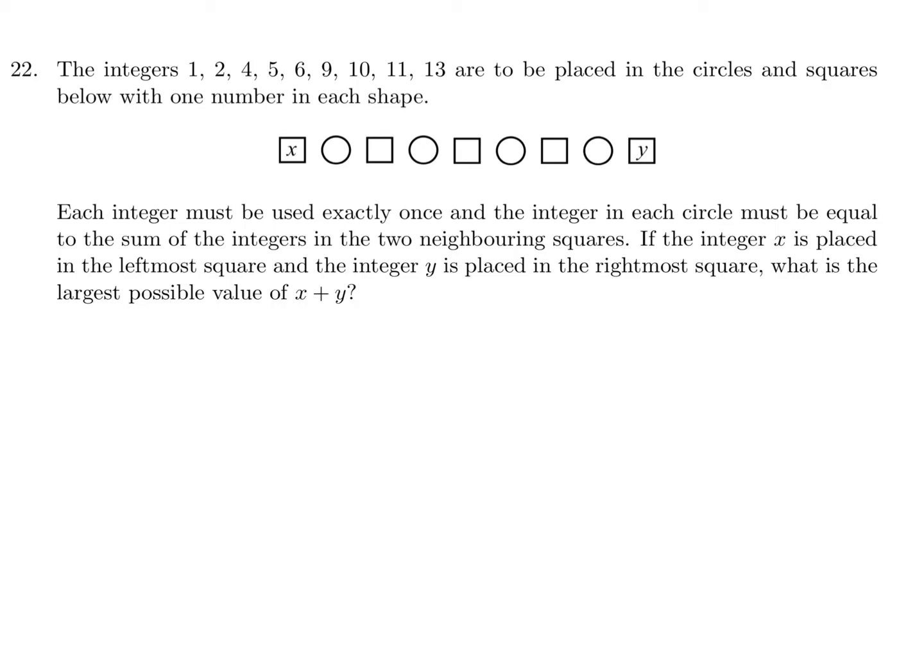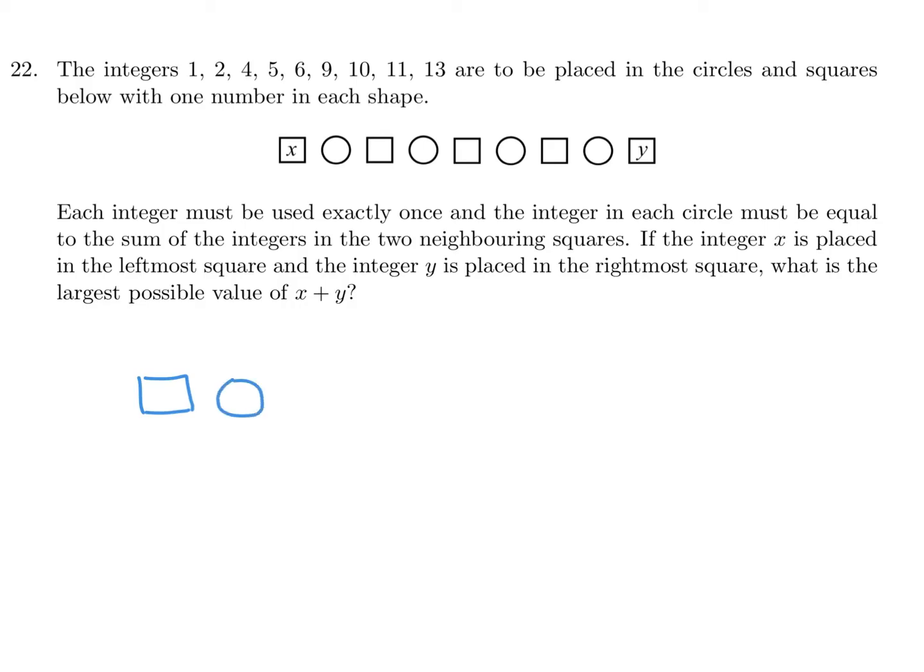The integers 1, 2, 4, 5, 6, 9, 10, 11, 13 are to be placed in the circles and squares below with one number in each shape. Each integer must be used exactly once, and the integer in each circle must be equal to the sum of the integers in the two neighboring squares. If the integer x is placed in the leftmost square and the integer y is placed in the rightmost square, what is the largest possible value of x plus y?